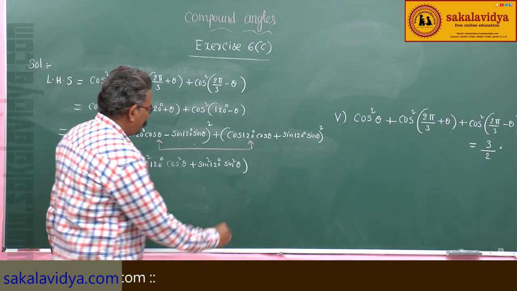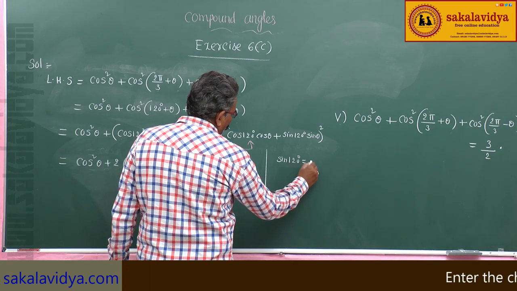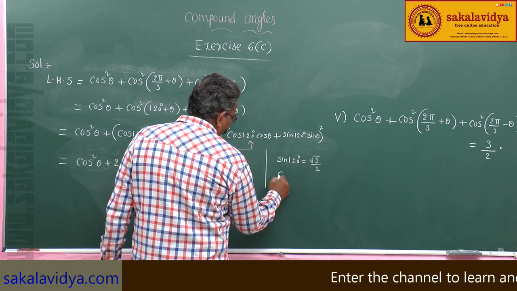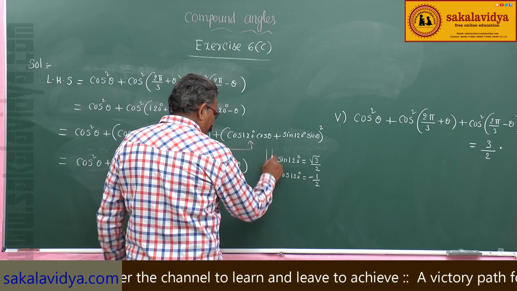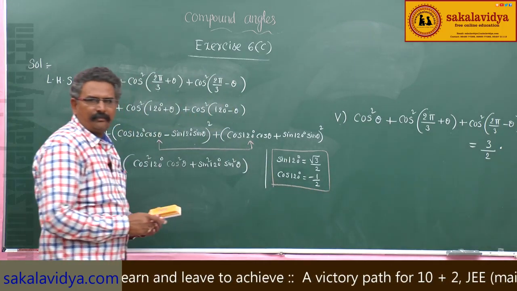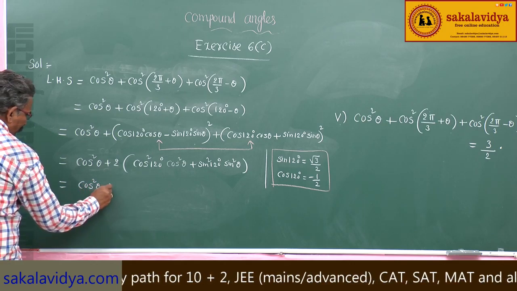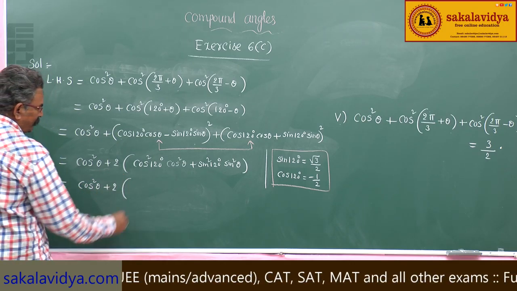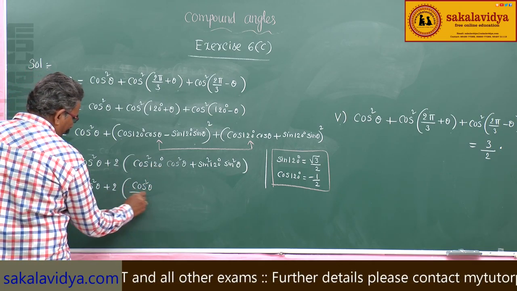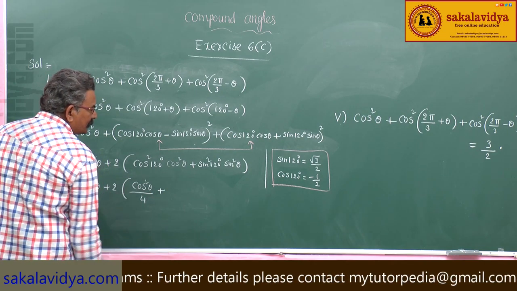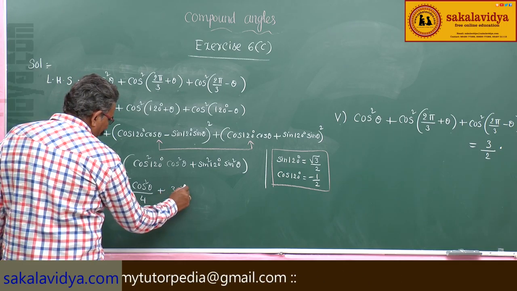So we know that sin 120 is equal to root 3 by 2, and cos 120 degrees is equal to minus 1 by 2. Better remember. Okay, replacing these values: cos square theta plus 2 times cos square 120, that is 1 by 4. So cos square theta by 4, plus this is root 3 by 2 whole square, 3 by 4, 3 sin square theta by 4.